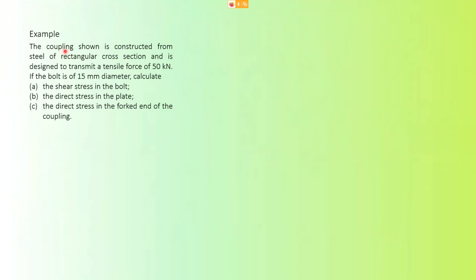A coupling is a component of a device which is used to connect two parts together. That means the driving part and the driven part together in order to transmit force or to transmit power. If, for example, you have two different shafts and you want to transmit power or force from one shaft to another shaft, you need to have something to bind or to hold the two shafts together.